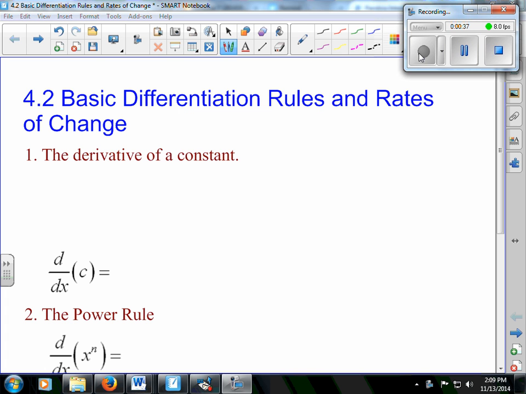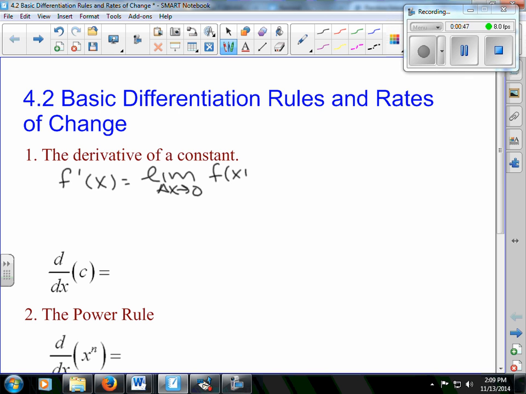First of all, the derivative of a constant. Just to refresh our memory, I'm going to go ahead and use the definition of the derivative that uses that limit. We're taking the limit as delta x goes to 0 of f of x plus delta x minus f of x over delta x. Now, if you have a constant, this is a constant function, so f of x equals, say, 3, or some other constant.